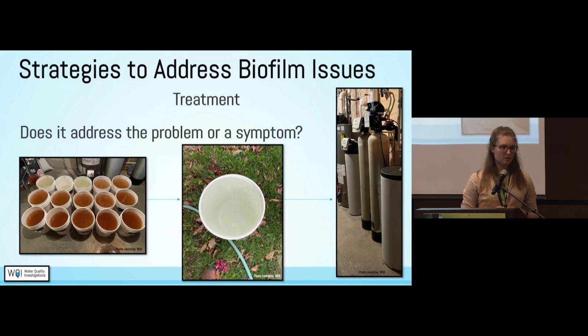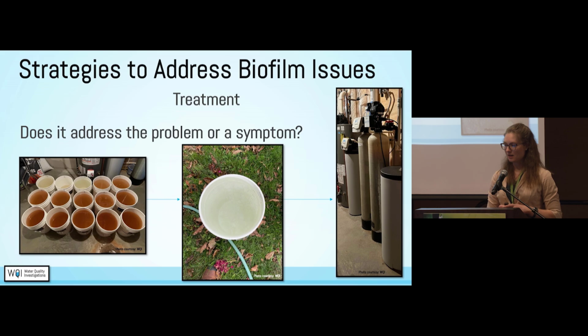When we're looking at treatment, we need to make sure it addresses the problem and not a symptom. This is an instance where the homeowners, when they built their house, had not had any discolored water issues. Over time, they were an older couple and didn't use a lot of water, and they noticed that they had really brown water. Probably 10 or 15 years ago, they had been advised to put an iron filter system in, which is what you see on the right.